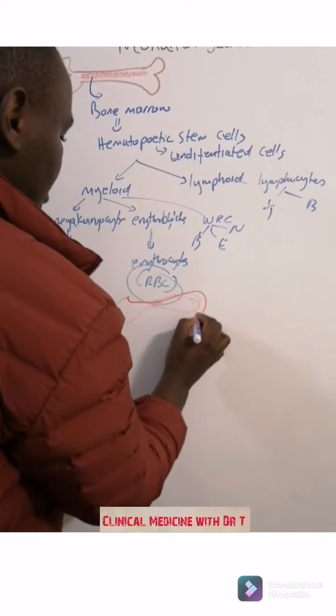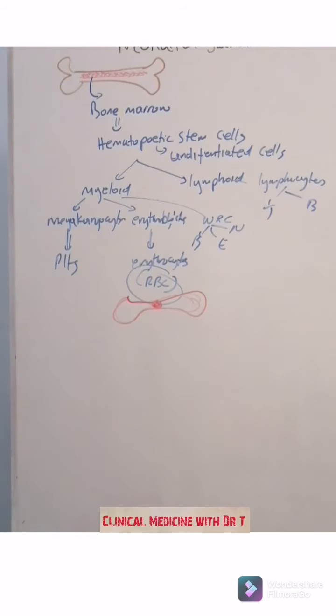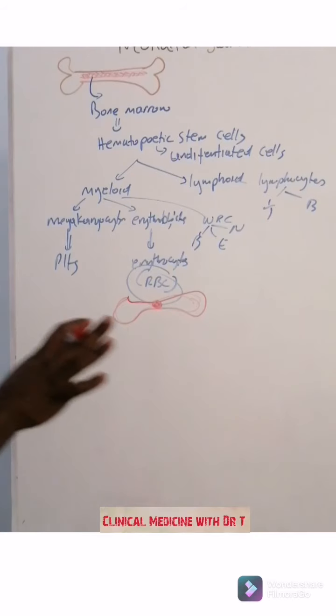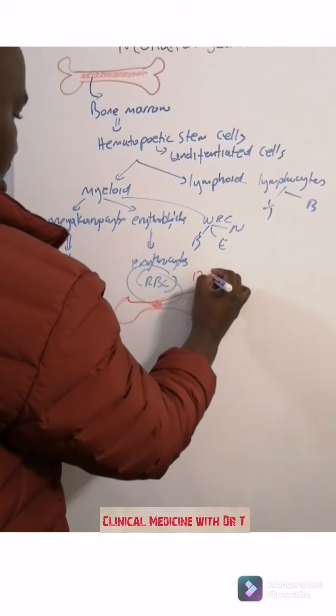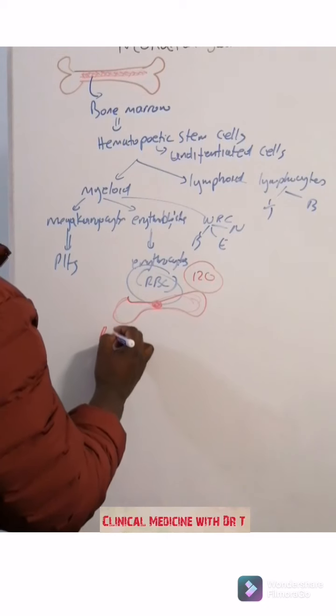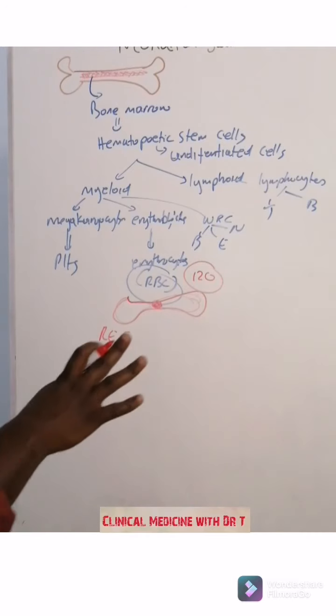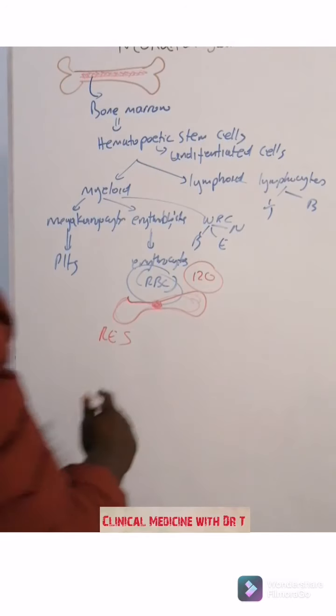So this is our red cell, which has got the hemoglobin at the center. This red cell is going to stay in the circulation and do its job for 120 days. When it gets to 120 days, as it enters the reticuloendothelial system, the macrophages there are going to engulf it and break it down.